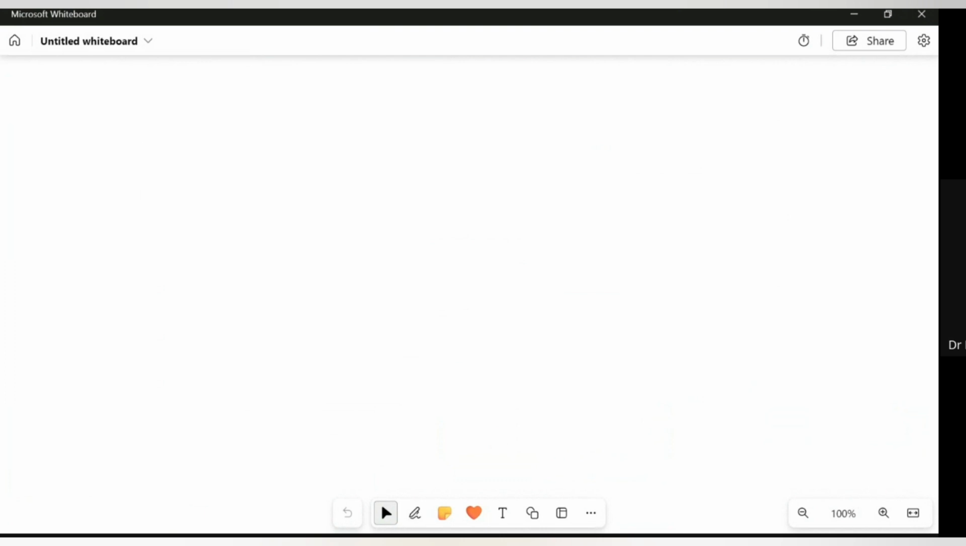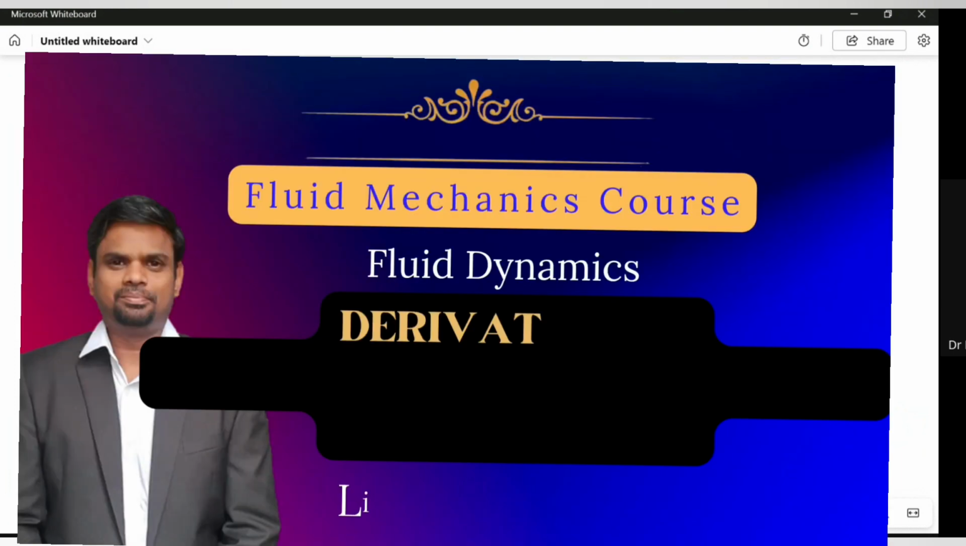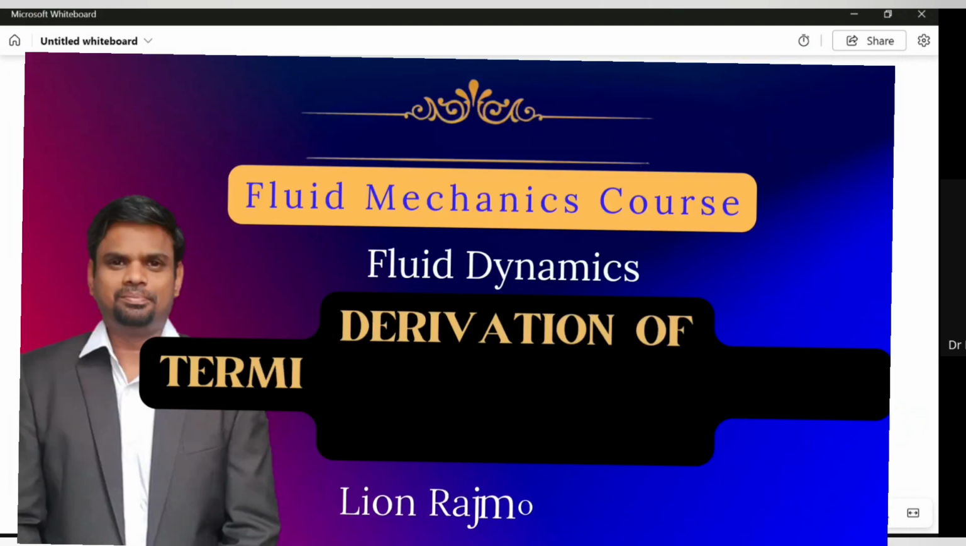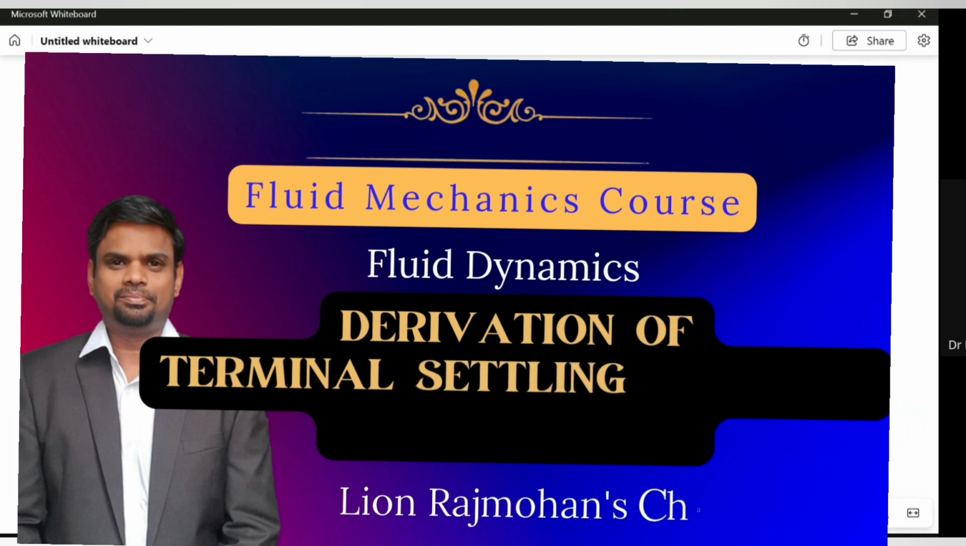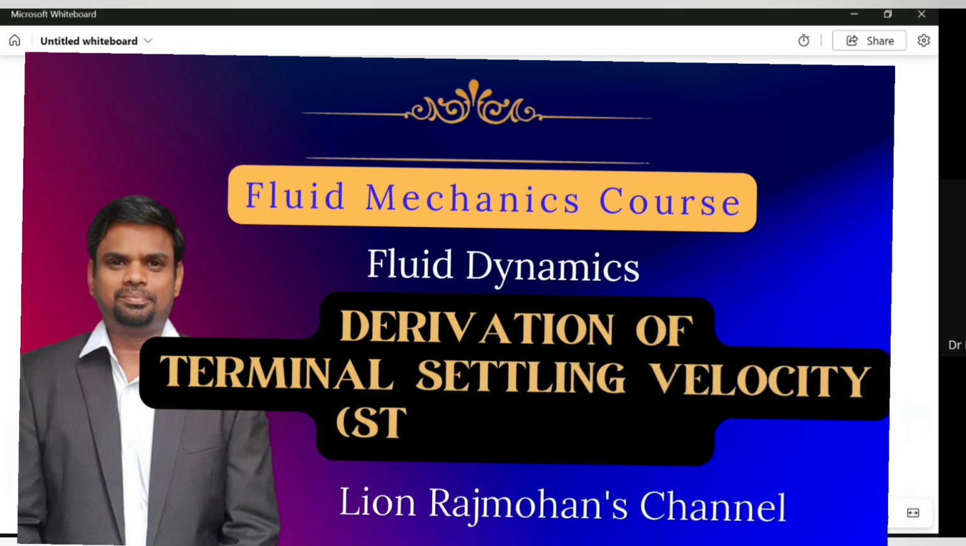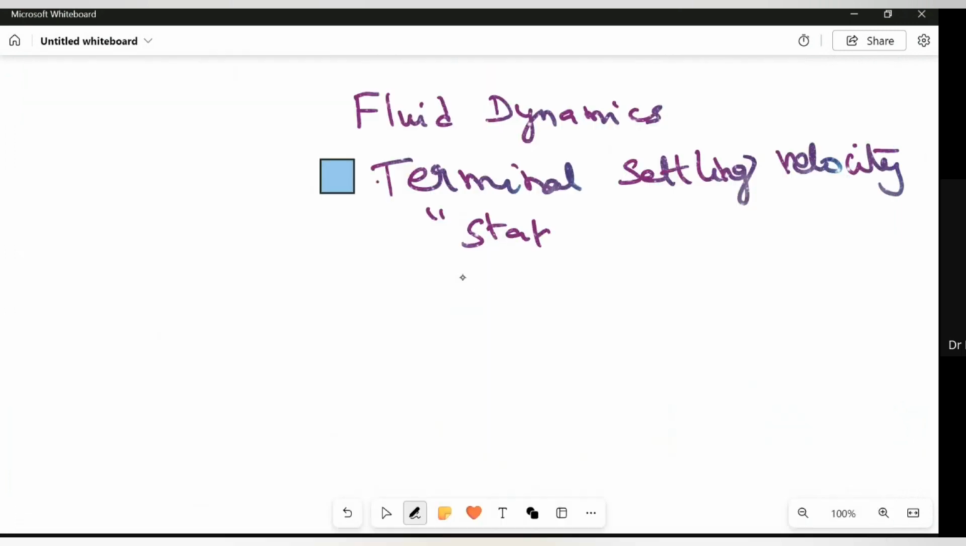In this exciting journey through the world of fluid dynamics, in today's lesson, we are going to explore the fascinating phenomenon of terminal settling velocity and the renowned Stokes Law. The Stokes Law will beautifully describe the terminal settling velocity.